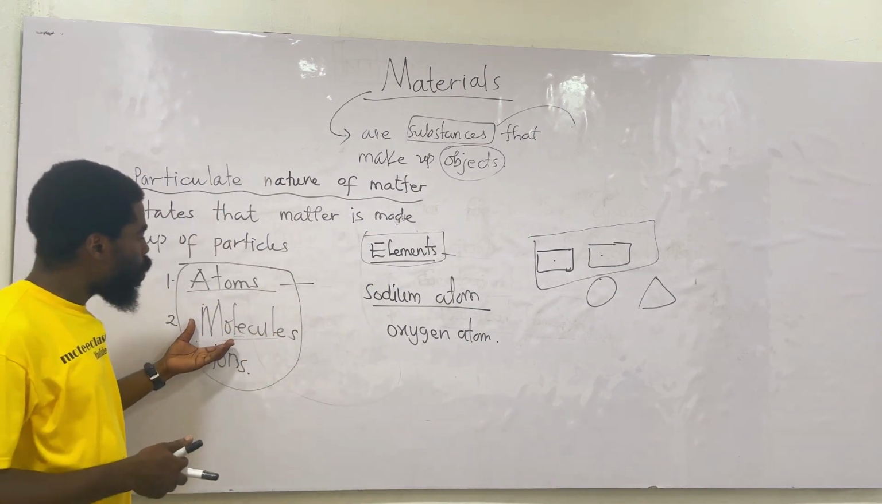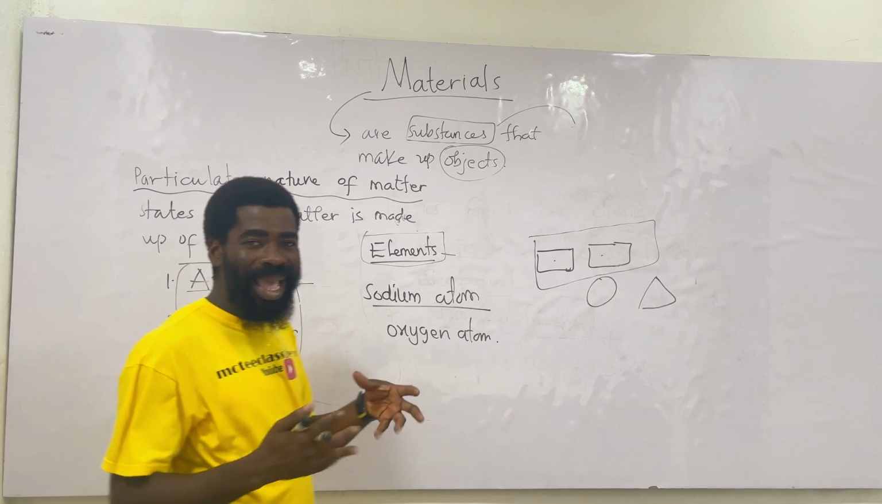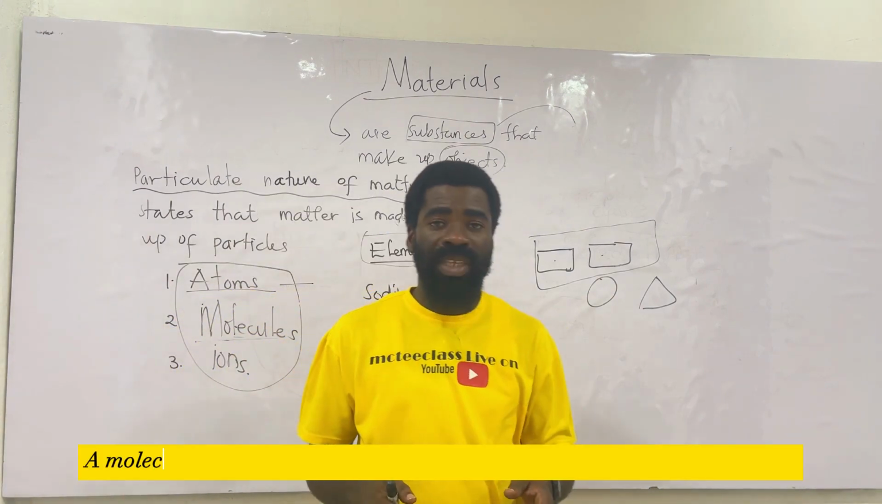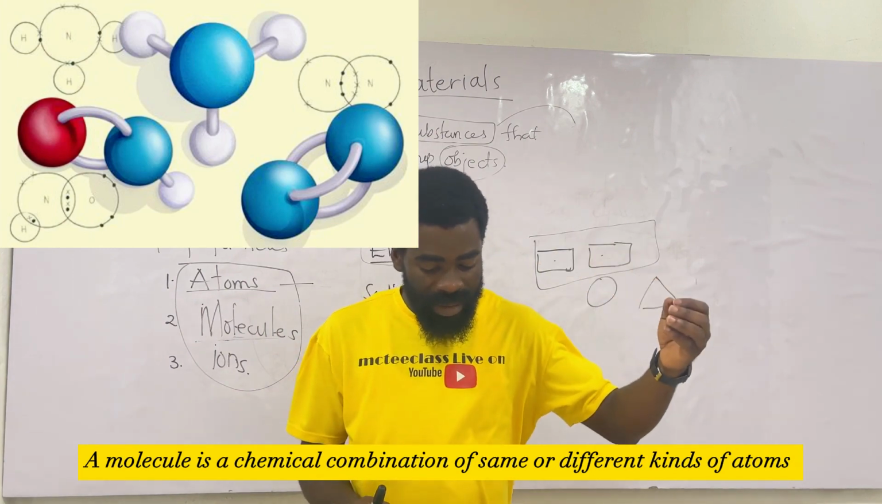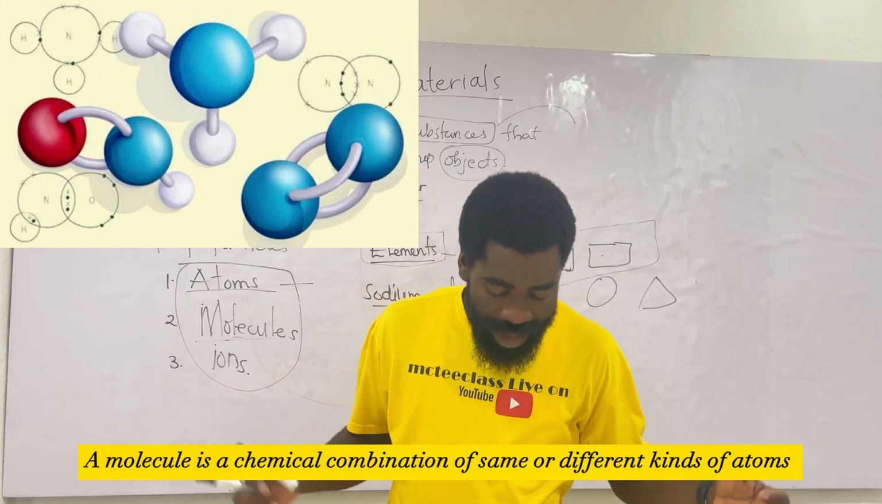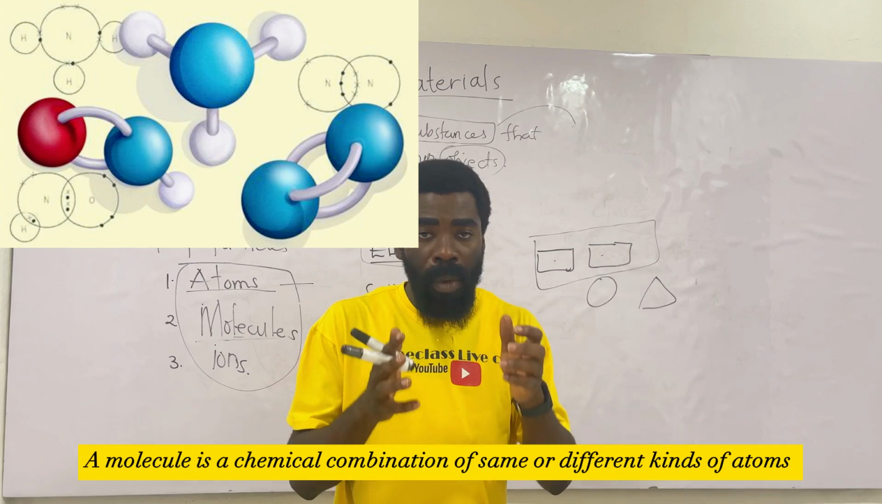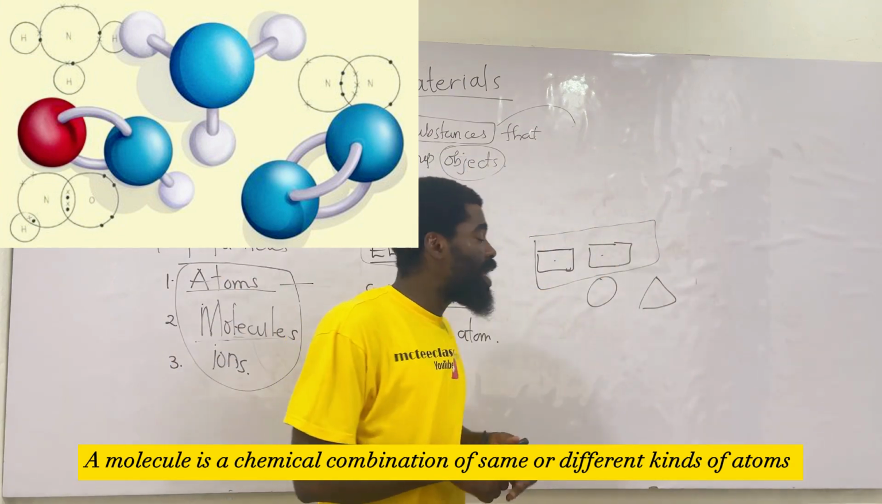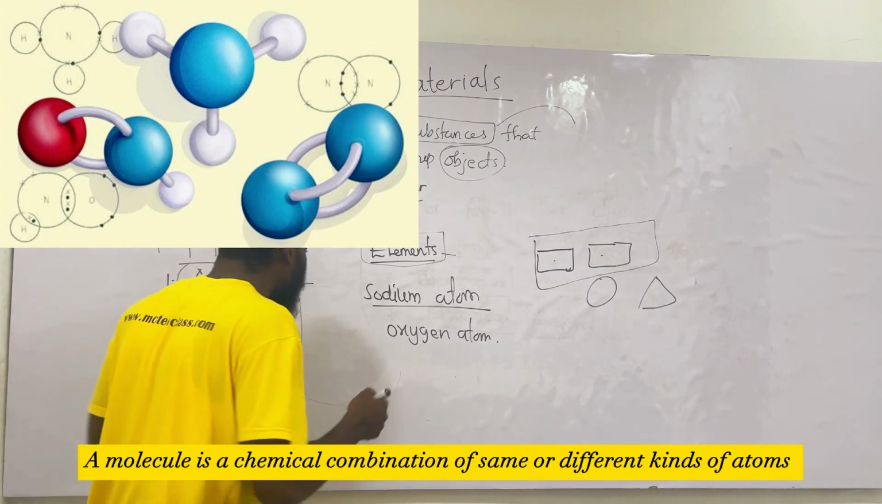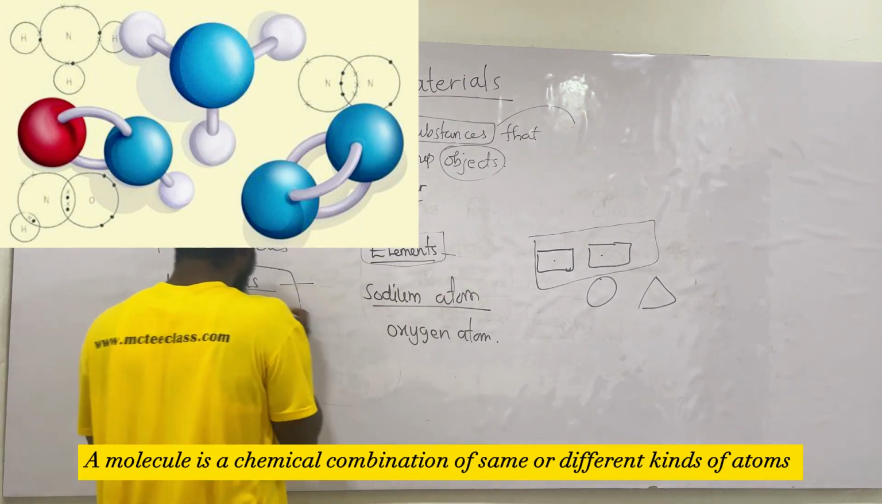Okay. Now, when we combine atoms, we form something called a molecule. So a molecule is a group of same elements or different elements that are chemically combined. So when I have an element, the element is made up of atoms.